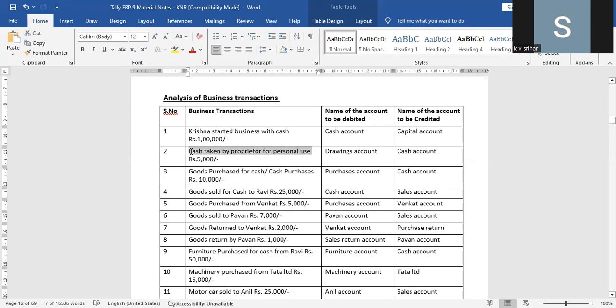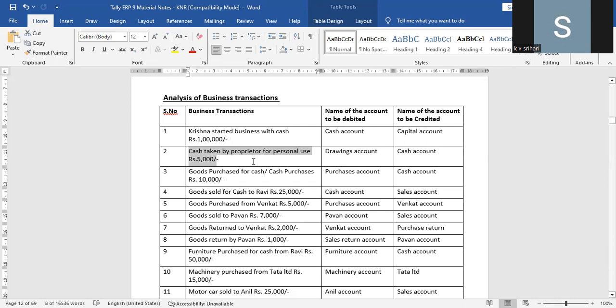From the company's point of view, is cash coming in or going out? Cash is going out. Who will take it? The proprietor. Is the proprietor a receiver or giver? Receiver. The proprietor is applicable in the personal account. In the personal account, debit the receiver, credit the giver. So the proprietor is a receiver. Receiver is which side? Debit side.